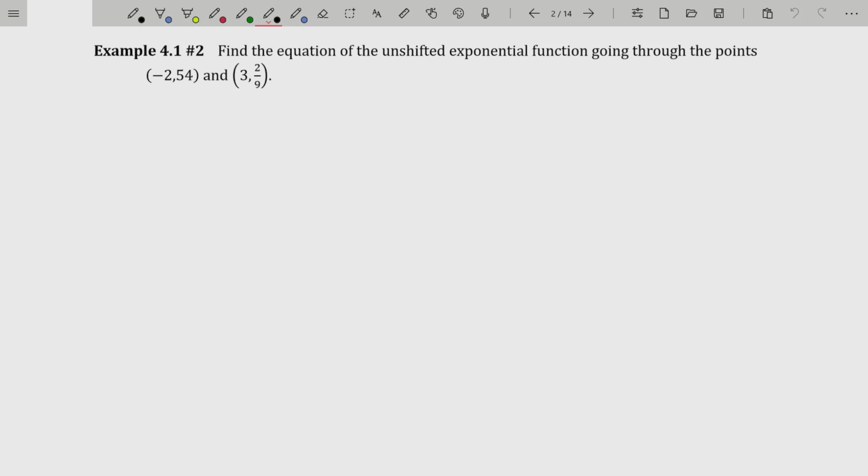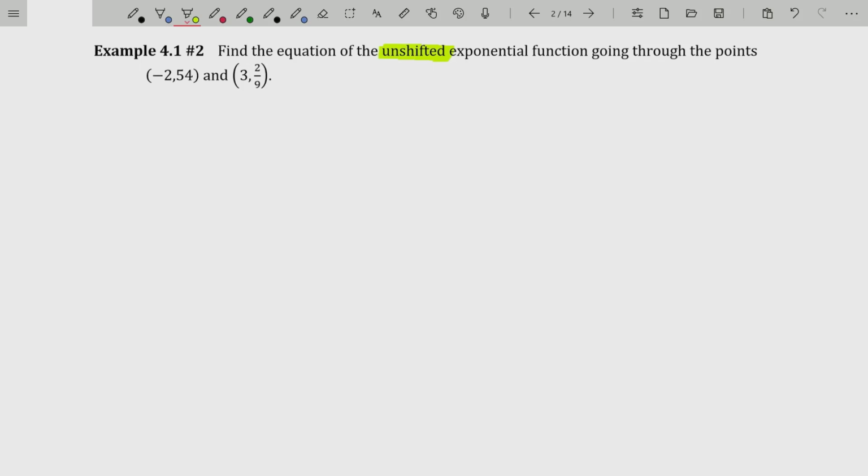And to do this, we're going to use a system of equations. Technically speaking, you can use a system of equations to find the equation of a line. You can use a system of equations to find equations of parabolas or cubics if given enough points. And likewise, you can use a system of equations to find the equation of an exponential function if you're given a couple points. It's kind of critical here that they let us know it's an unshifted exponential function. If it's a shifted exponential function, all bets are off. But luckily, you'll never be asked that. It will always be an unshifted, so don't worry about that.